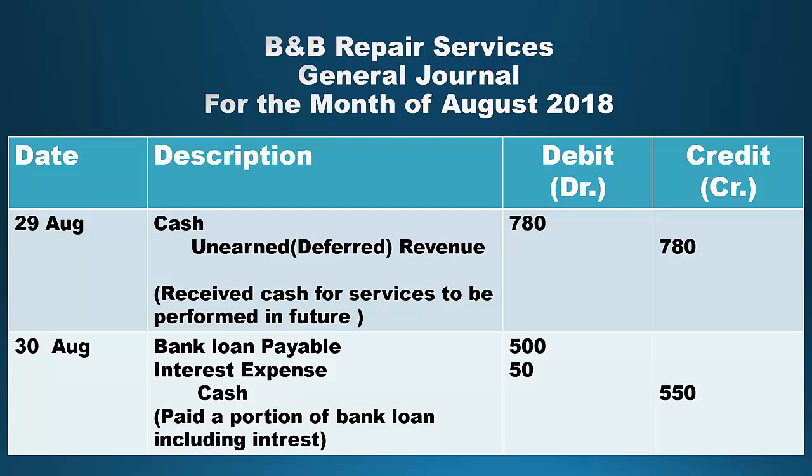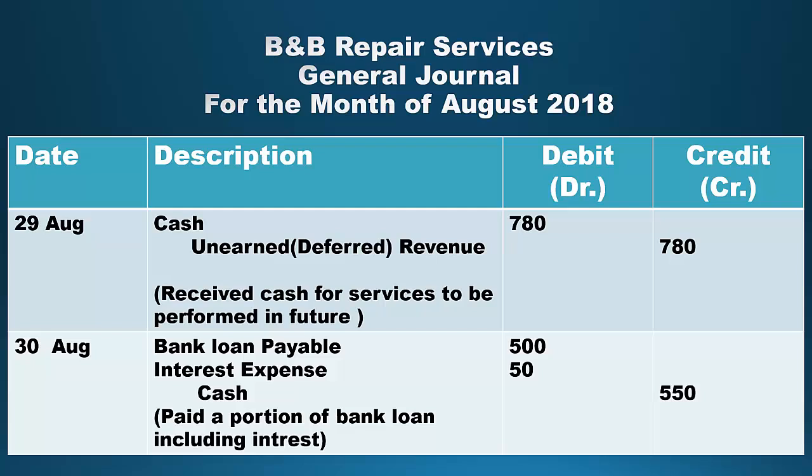August 29th, receiving cash for future services. Step 1. What happened? The company received $780 in cash from a customer for services they will perform in the future. Since the work hasn't been done yet, this amount is considered unearned revenue. Step 2. Which accounts are affected? Cash increases because the company received money.